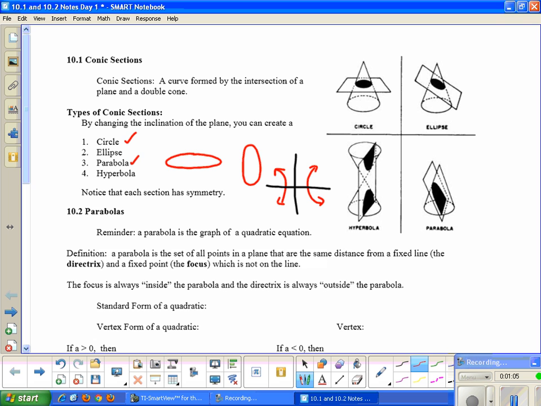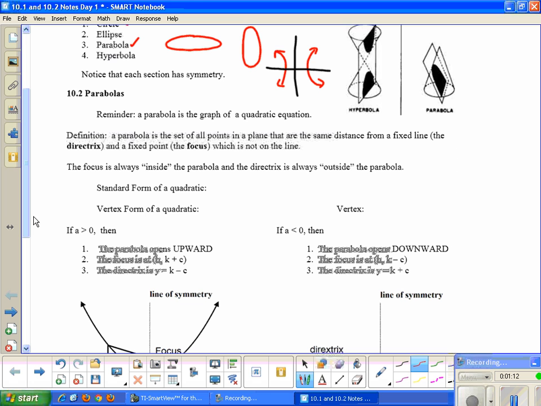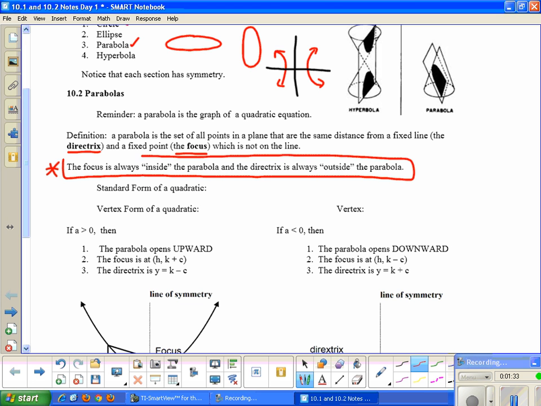A reminder that a parabola is the graph of a quadratic equation. And remember that we talked about the definition of a parabola as the set of all points in the plane that are the same distance from a fixed line, which we call the directrix, and a fixed point called the focus, which is not on the line. And remember that the focus is always inside the parabola, and the directrix is always on the outside of the parabola on the other side. The directrix never touches your parabola.